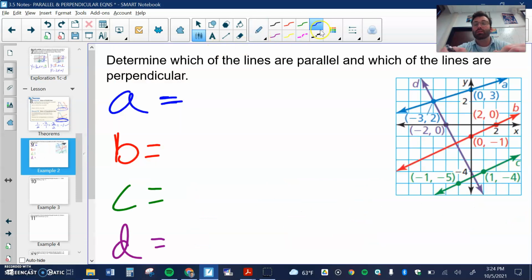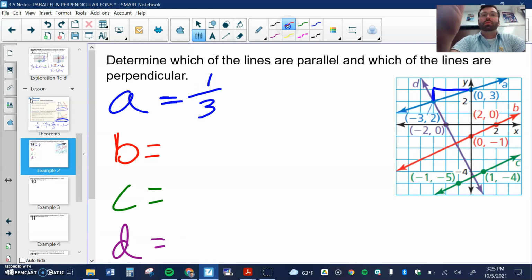For this next slide, I want to find the slope of all 4 of these lines. I'll start you on the first one, then I want you to try the next 3. The slope of line A, I'm going to go up 1 and over 3. So rise over run, my slope is 1/3. And then I want you to try B, C, and D.